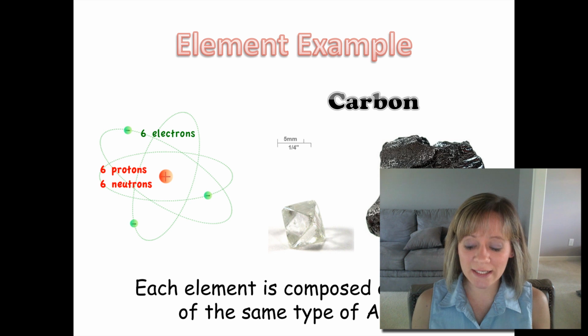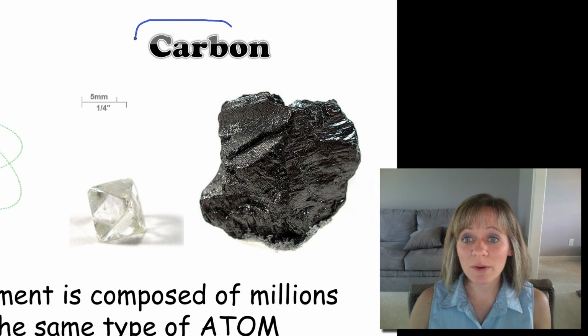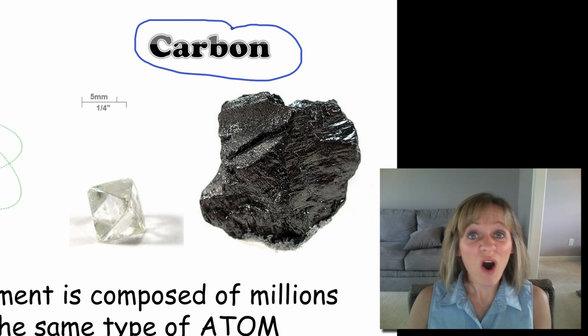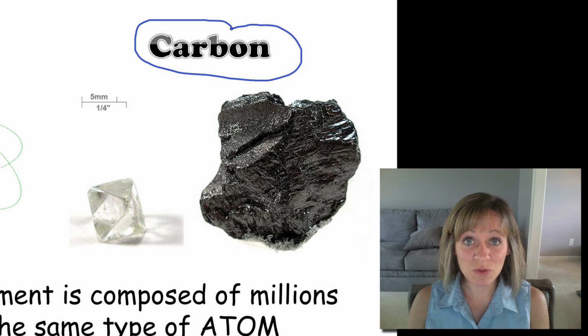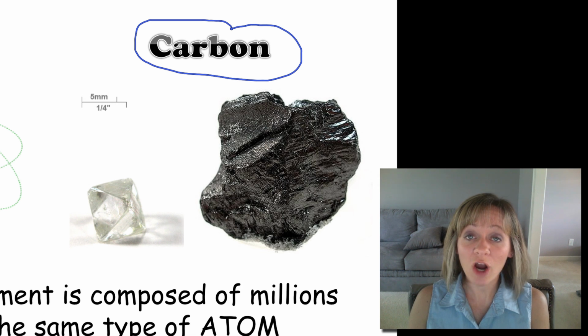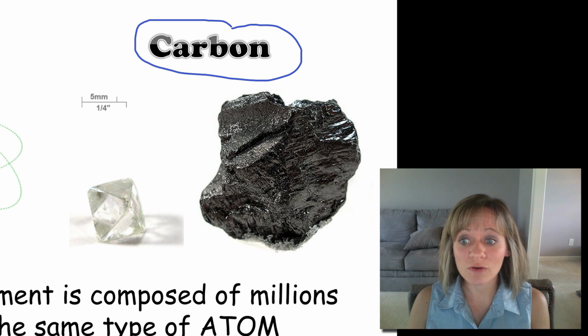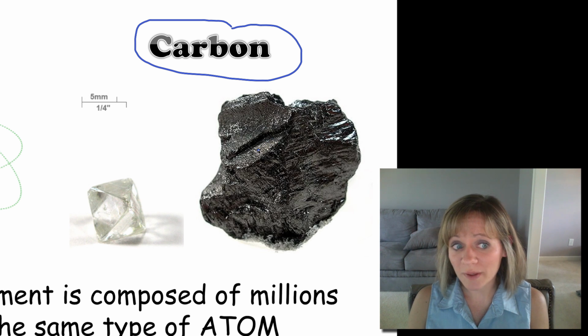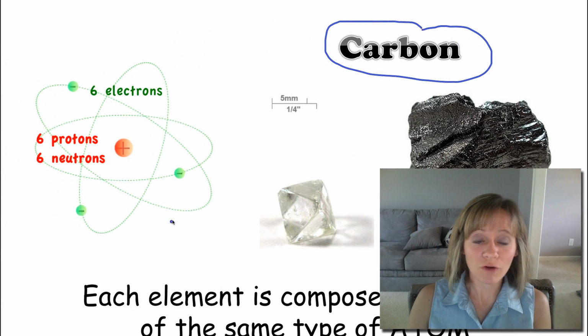So let's take a look at an example. The best example to look at with biology is carbon, because all life on Earth is carbon-based. Most of your body is actually carbon. Carbon comes in many really cool forms. Diamond is a type of carbon. Graphite, lead in your pencil, that's carbon. And so here is an atom of carbon.